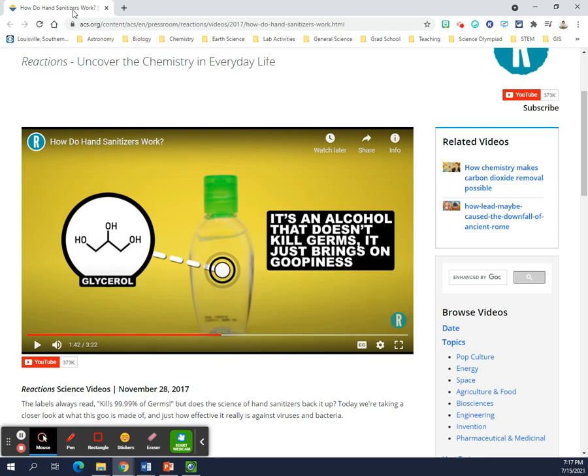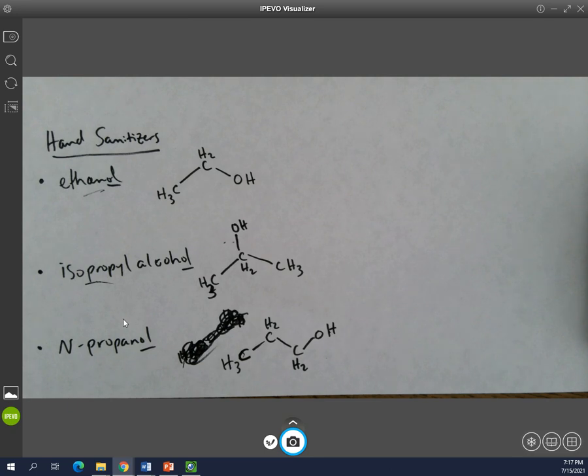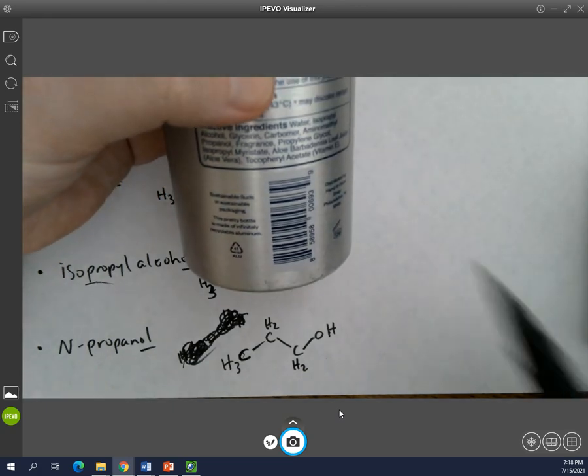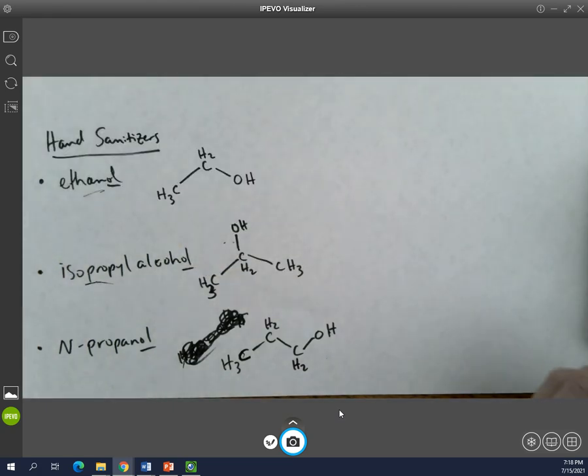So I would have them do that. We would go over it. They would research some of these ingredients and why we use them, because there are a lot of uses for organic molecules that we use in everyday life.